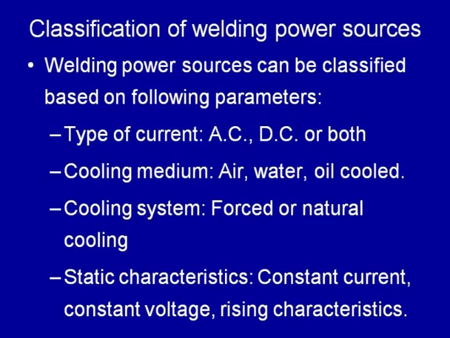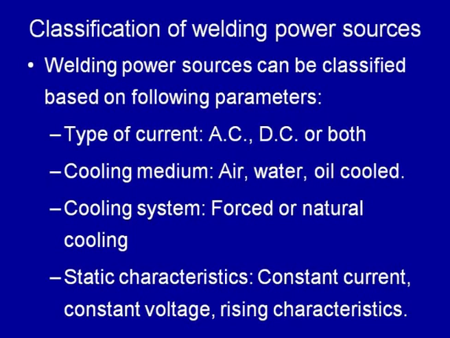So, based on the characteristics, we can group the welding power sources into different categories, and these are the parameters based on which we can classify the welding power sources. The first is the type of welding current which can be delivered by a power source: an AC welding power source, a DC welding power source, or one which can deliver both types.